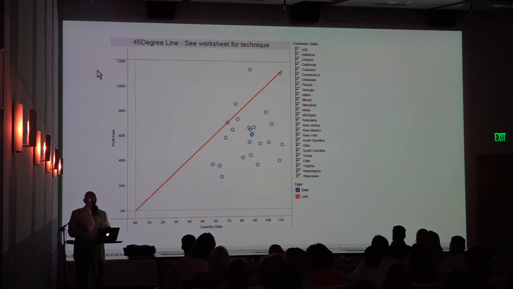It's just sometimes you have a scatter plot. This goes up to 11,000, this goes up to 120,000, but sometimes you just want a 45-degree line in there for whatever reason. And this is a little worksheet that tells you how to do that.